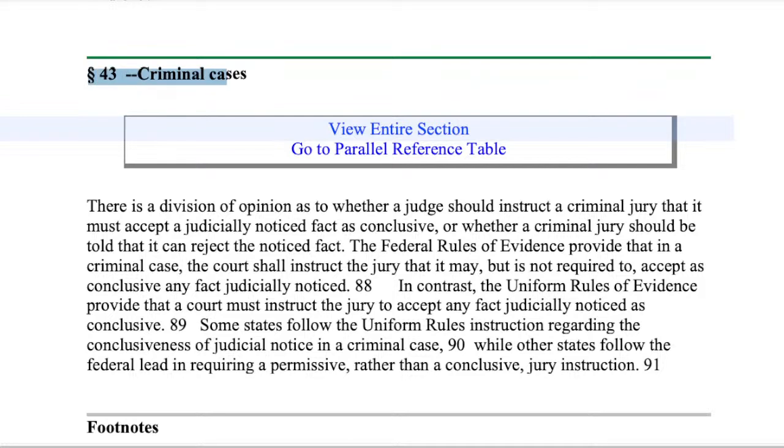Criminal cases, section 43. There is a division of opinion as to whether a judge should instruct a criminal jury that it must accept a judicially noticed fact as conclusive, or whether a criminal jury should be told that it can reject the noticed fact. The federal rules of evidence provide that in a criminal case, the court shall instruct the jury that it may, but is not required to, accept as conclusive any fact judicially noticed. In contrast, the uniform rules of evidence provide that a court must instruct the jury to accept any fact judicially noticed as conclusive. Some states follow the uniform rules instruction regarding the conclusiveness of judicial notice in a criminal case, while other states follow the federal lead in requiring a permissive rather than a conclusive jury instruction.